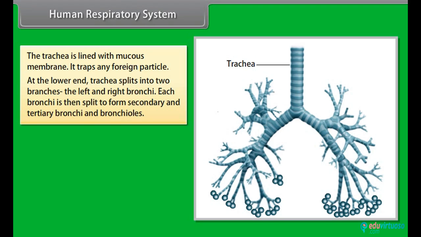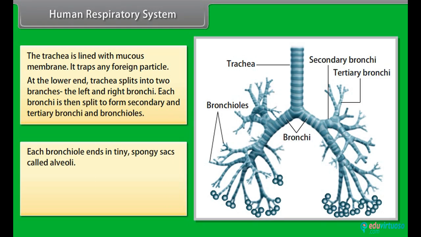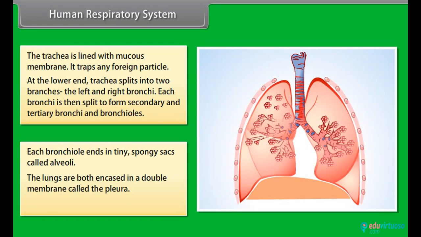At the lower end, the trachea splits into two branches, the left and right bronchi. Each bronchus is then split to form secondary and tertiary bronchi and bronchioles. Each bronchiole ends in tiny spongy sacs called alveoli. The lungs are both encased in a double membrane called the pleura. The pleura protect and cushion the lungs.